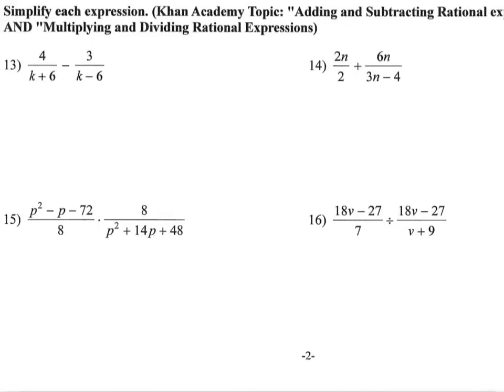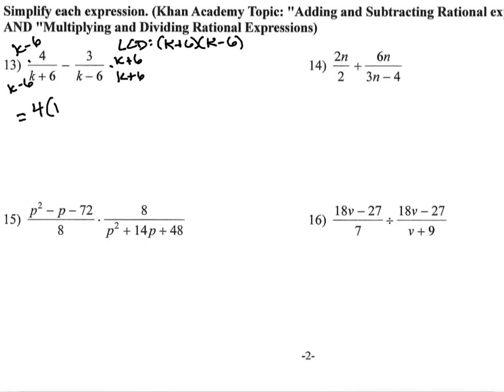Number 13. First thing we need with number 13, when we add or subtract fractions, we always need a common denominator. So I'm going to write out the least common denominator here. Since those denominators really don't have anything in common other than the k, but it's part of a term, the least common denominator is k plus 6 times k minus 6. So I need to multiply top and bottom here by k plus 6, and top and bottom here by k minus 6.